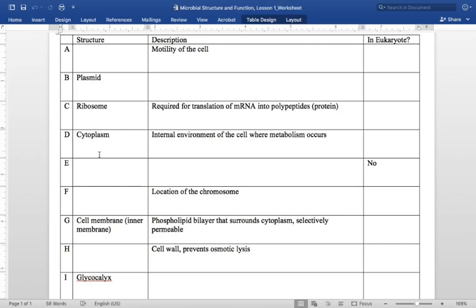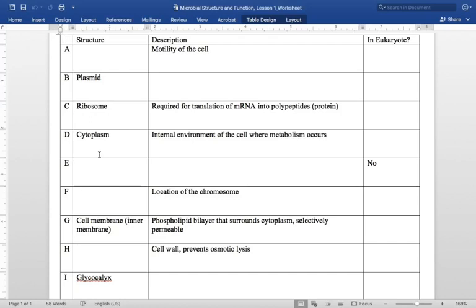Fimbriae. I've already had a couple folks ask, wait, what's the difference between fimbriae and pili? I usually think of fimbriae as being shorter. They are also involved in attaching to either eukaryotic cells or solid surfaces, etc.